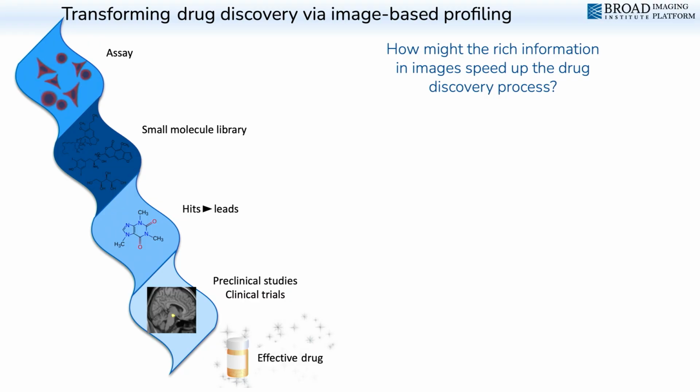Okay, so that we know now. We now have an idea about what image-based profiling is and what cell painting is. It's basically a way of characterizing perturbations you care about using images of cells. How can we use this information to speed up the drug discovery process?